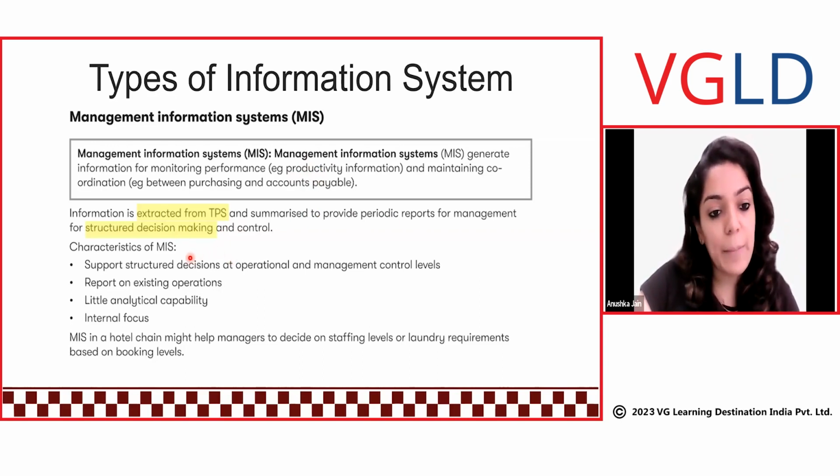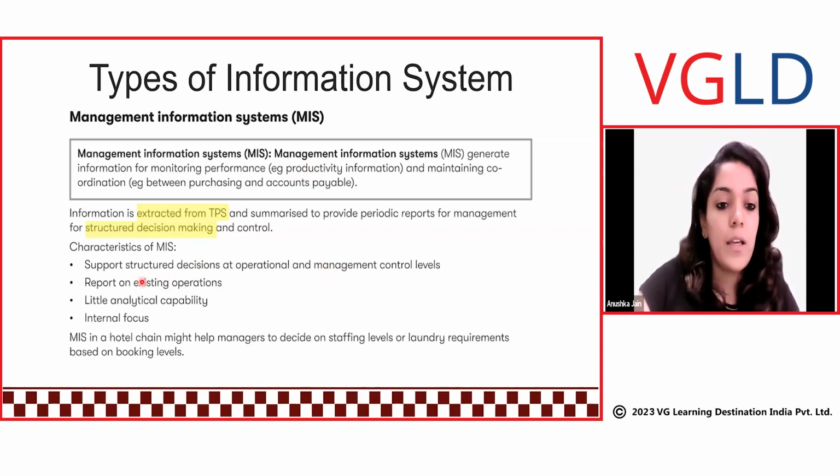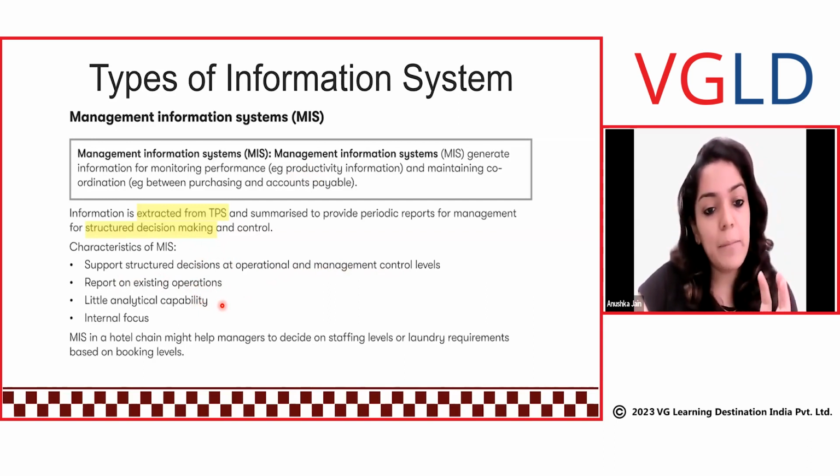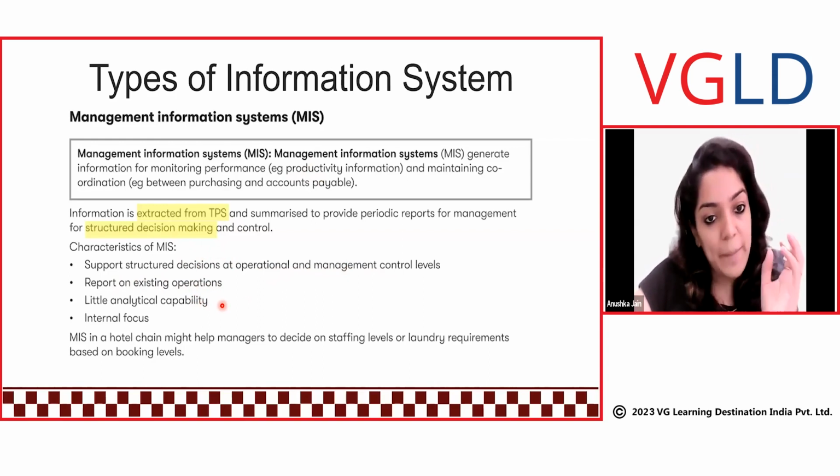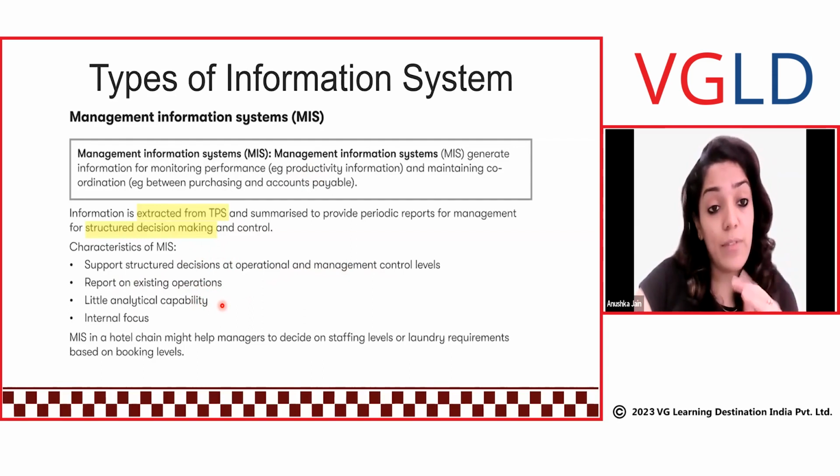What are the characteristics of MIS? It supports structured decisions at operational and management control levels. It reports on existing operations, little analytical capability. There is some analytical capability, but that is very limited. And next is internal focus. So MIS helps you to take structured decisions, that whether you should be paying off the accounts payable today, whether you should lag it for some time, or whether you should make it in advance. Then existing operations, whatever is going on, you make a report, and that will all be in a standard format.